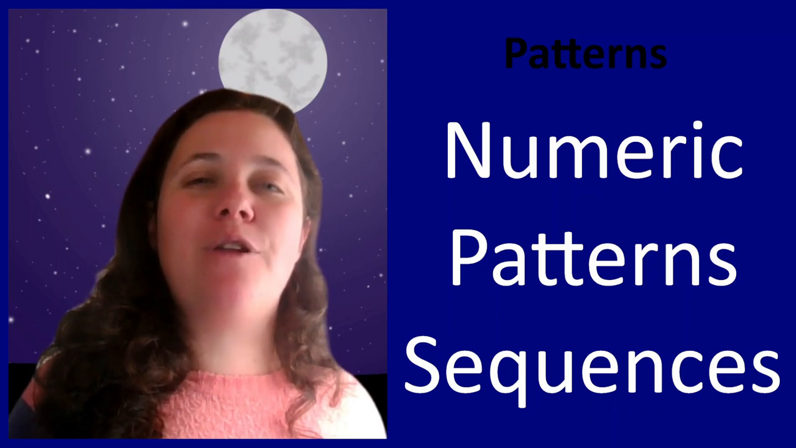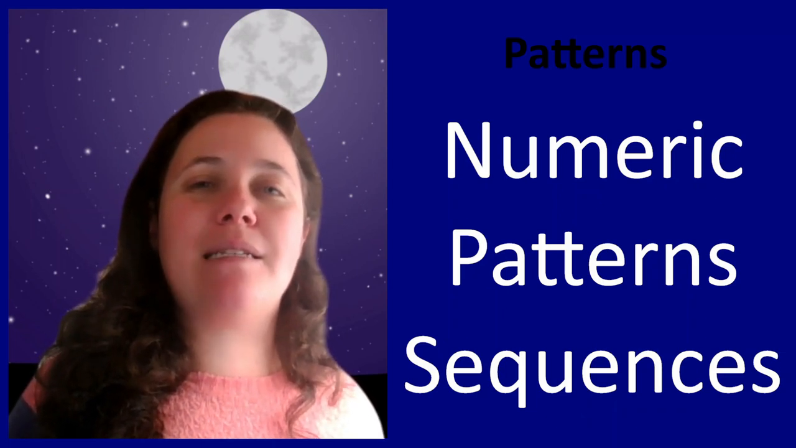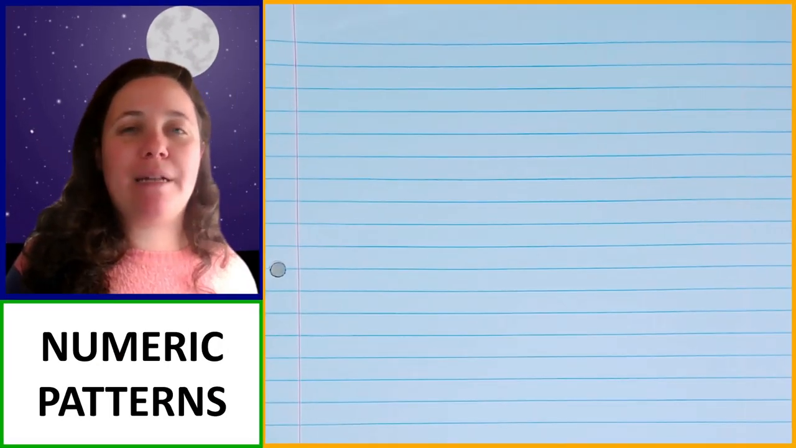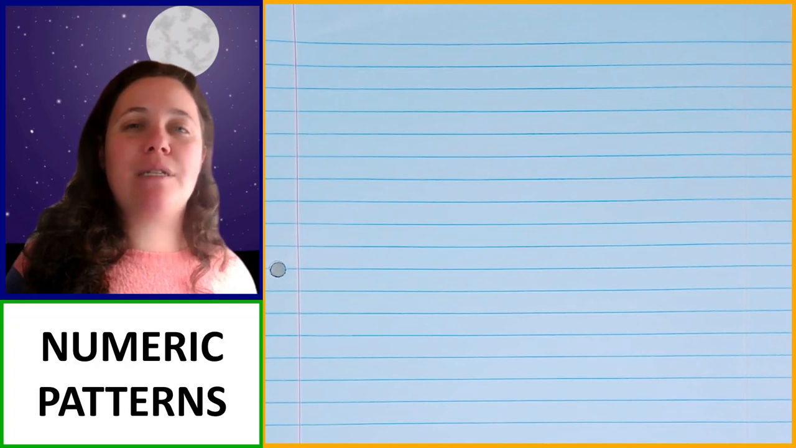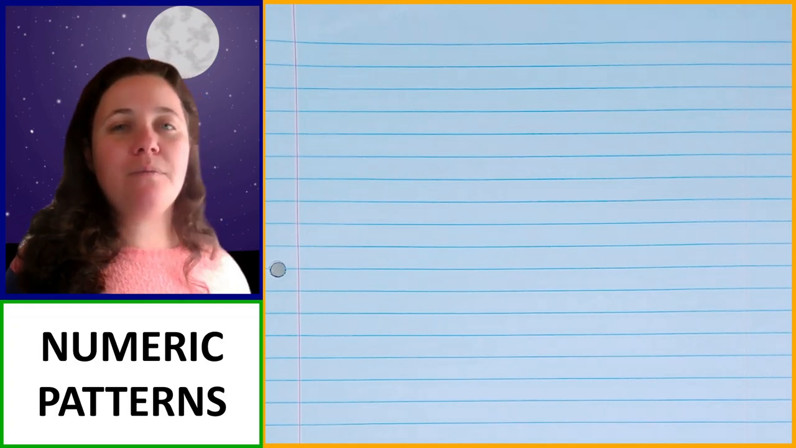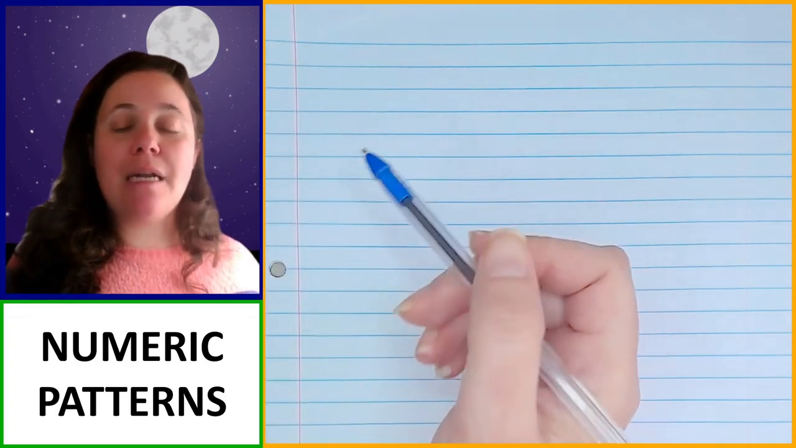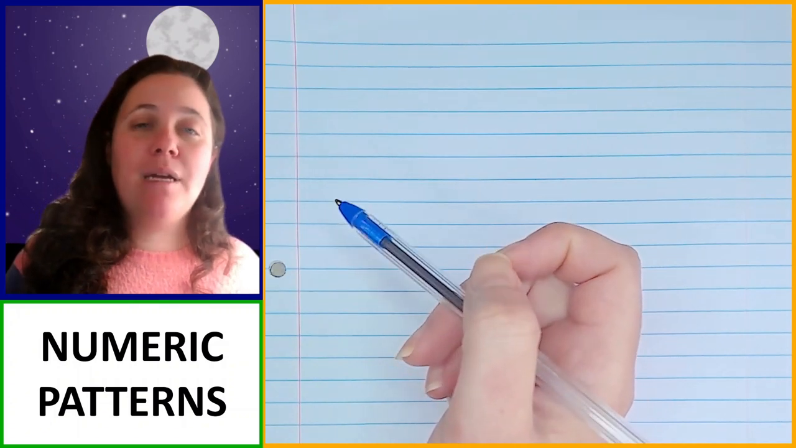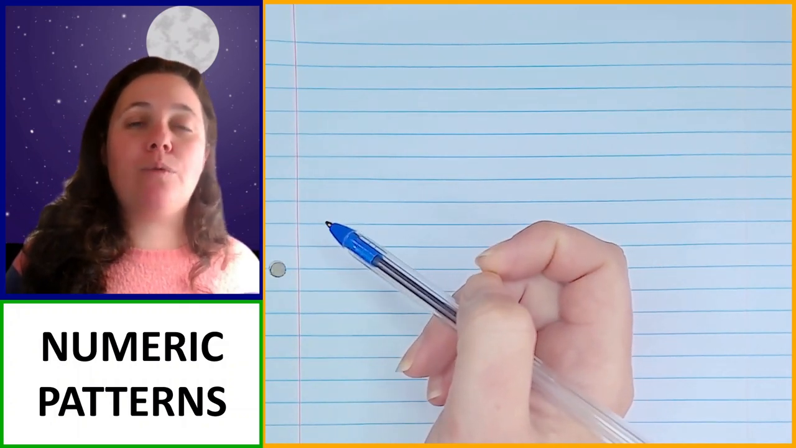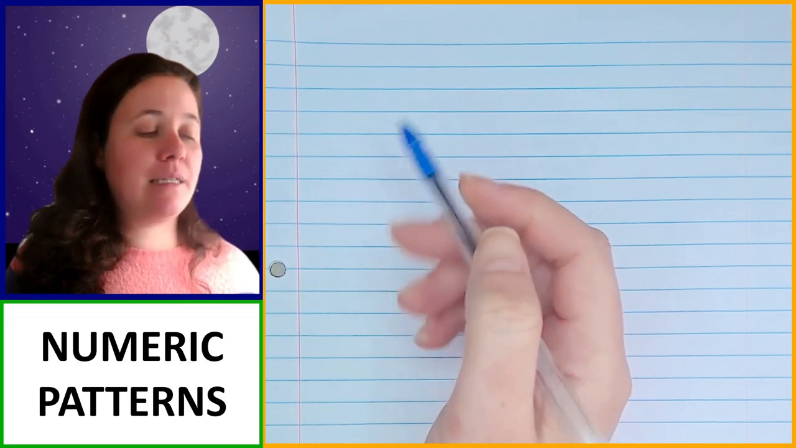Hi, today we're going to be learning about numeric patterns, focusing on patterns that are written in the form of a sequence. So first let's talk about what numeric patterns are. Numeric patterns, or number patterns, are made up of a series of numbers that follow a certain rule. Each number in the pattern is called a term, and it has a term number, which is the position that it is in the pattern.